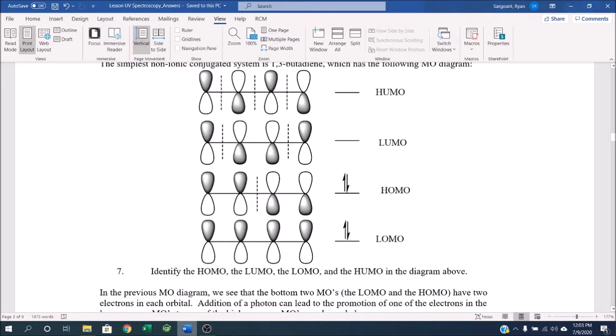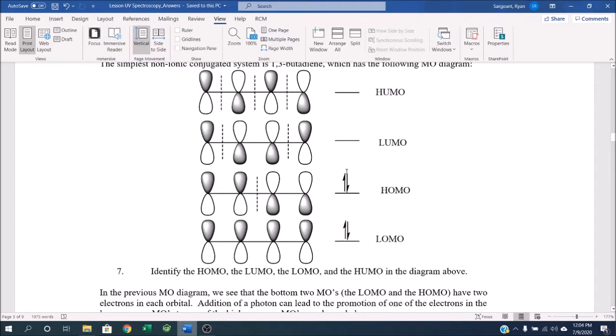We can label these orbitals. The lowest energy occupied molecular orbital is this one here on the bottom. The highest energy occupied molecular orbital is this one right here. And the lowest energy unoccupied molecular orbital is one step up. And finally, the highest energy unoccupied molecular orbital. I've never heard anybody care about the LOMO or the HUMO. It is always the HOMO and the LUMO that matter when we discuss chemical reactions.